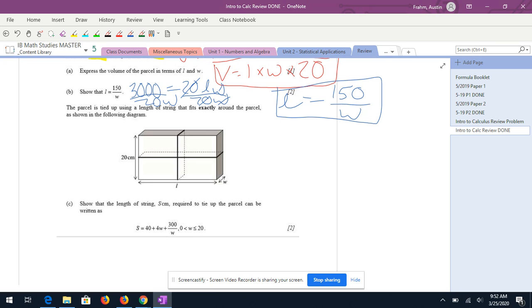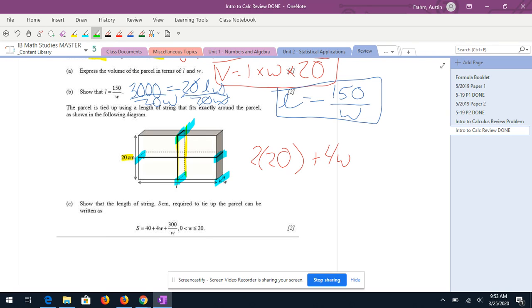Well, if we look at the string, and I'm going to try and highlight each part, the height, remember, is 20 centimeters represented right here. Well, there's two pieces of string that make that up, right here and in the back of the parcel. So we could write that as 2 times 20. The W, which is right here, there are 1, 2, 3, and 4 pieces of string that make that up. So I could represent that with 4W.